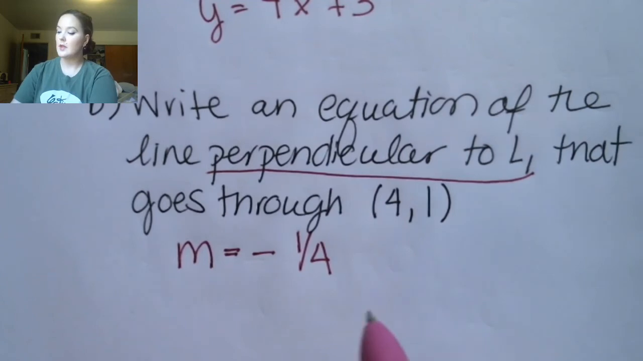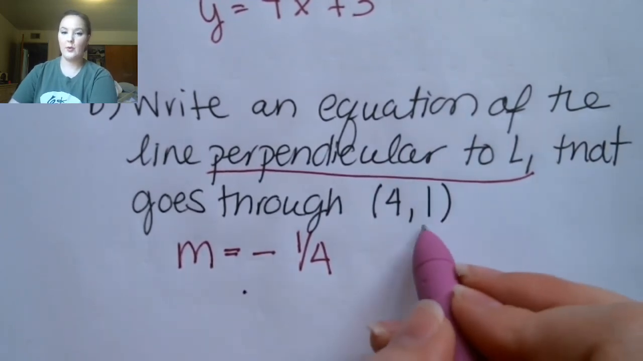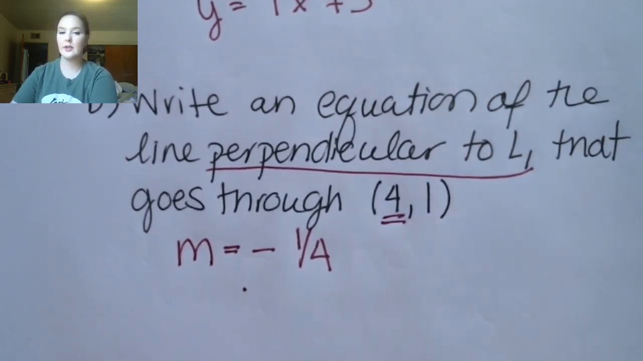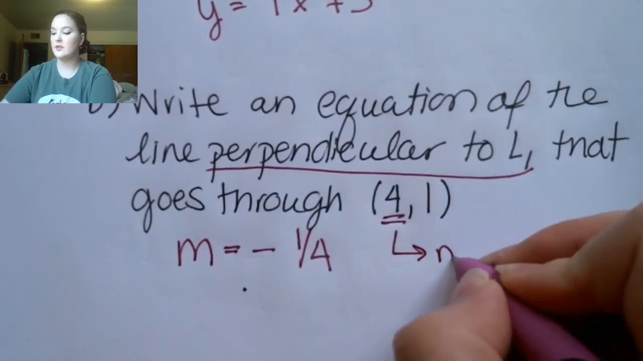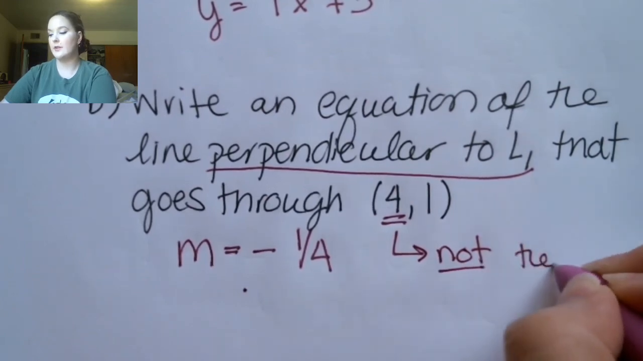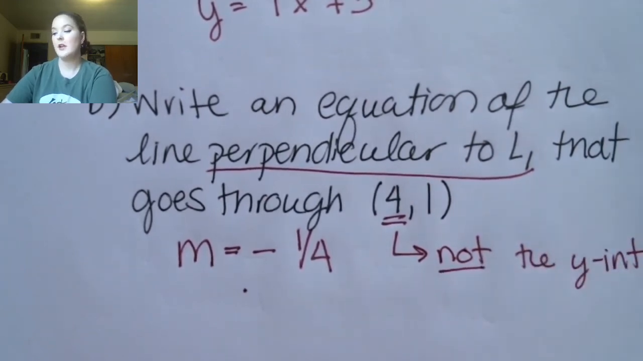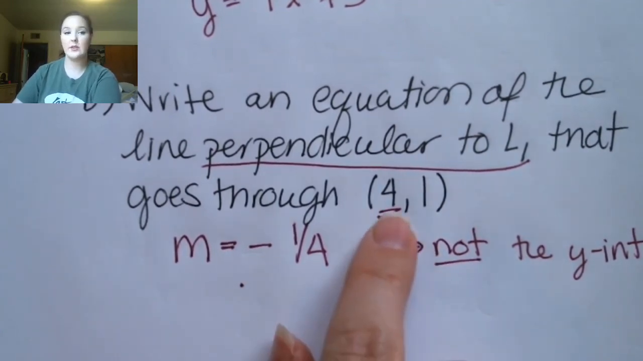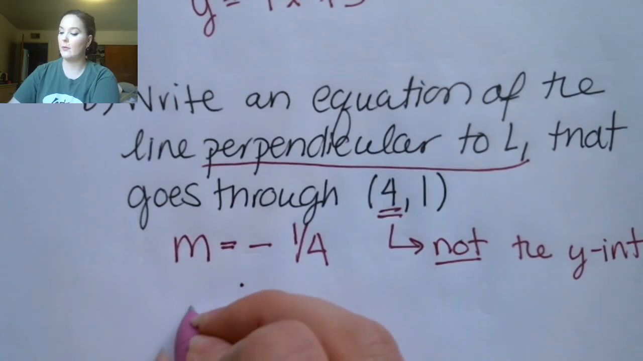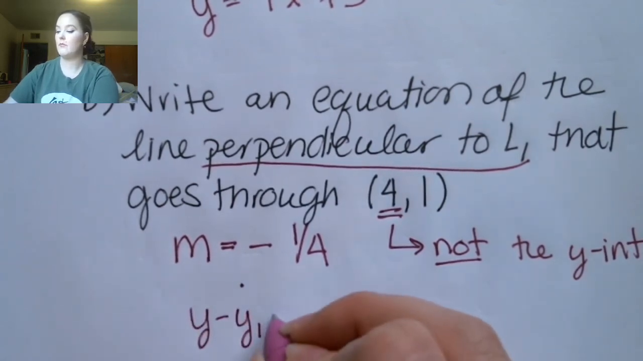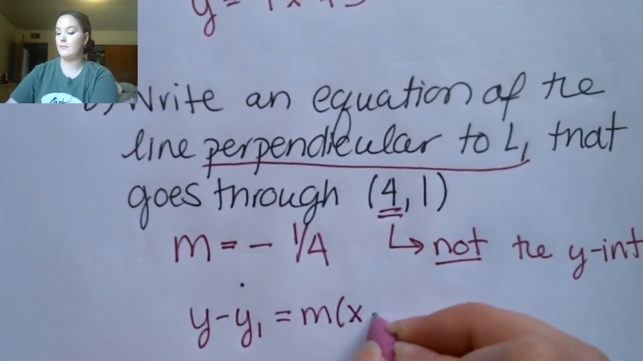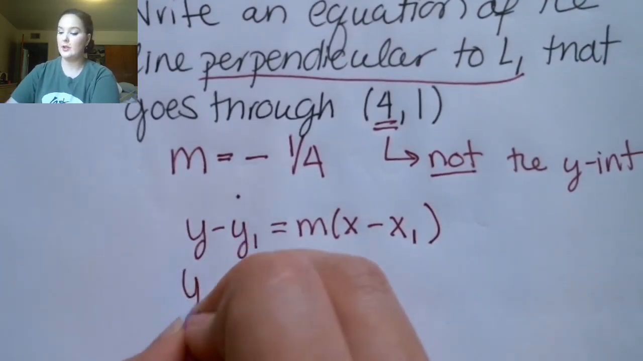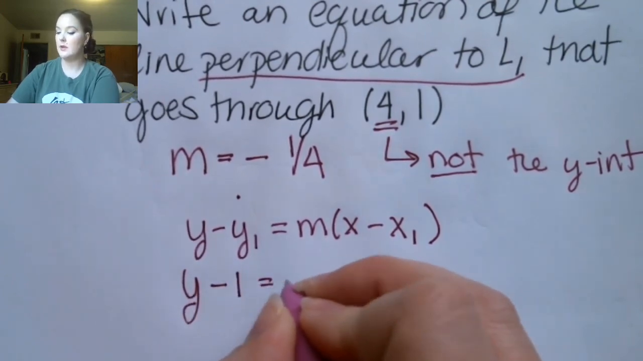So we have a slope, we have the point. Now, how do we know this isn't the y-intercept? You look at the first coordinate, it's 4, so this is not the y-intercept. It's just a random point on the line. So because of that, we have a point and a slope, so we're going to use point-slope form. We're just going to fill in this information. So y minus 1 equals my slope.